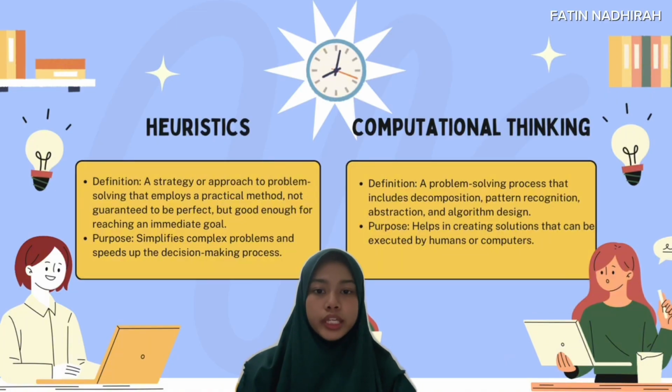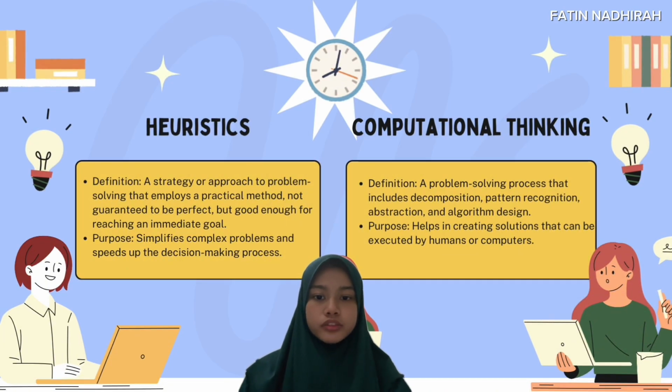Computational thinking, on the other hand, is a structured approach to solving problems. It includes four main elements: decomposition, by breaking down problems; pattern recognition, by identifying similarities; abstraction, by focusing on what matters; and algorithm design, by using step-by-step instructions.